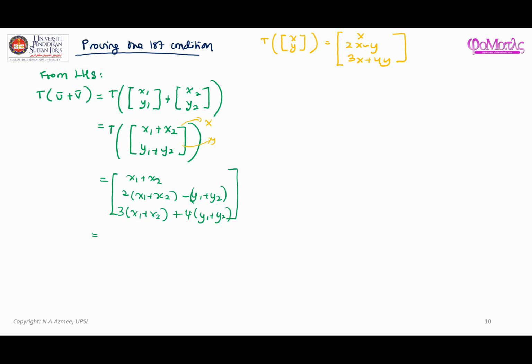The next sensible step is to expand the whole thing and see what we get. So here we have x1 plus x2. For this one, if you expand it, it becomes 2x1, 2x2, minus y1, minus y2. And here we have 3x1, 3x2, 4y1, 4y2.